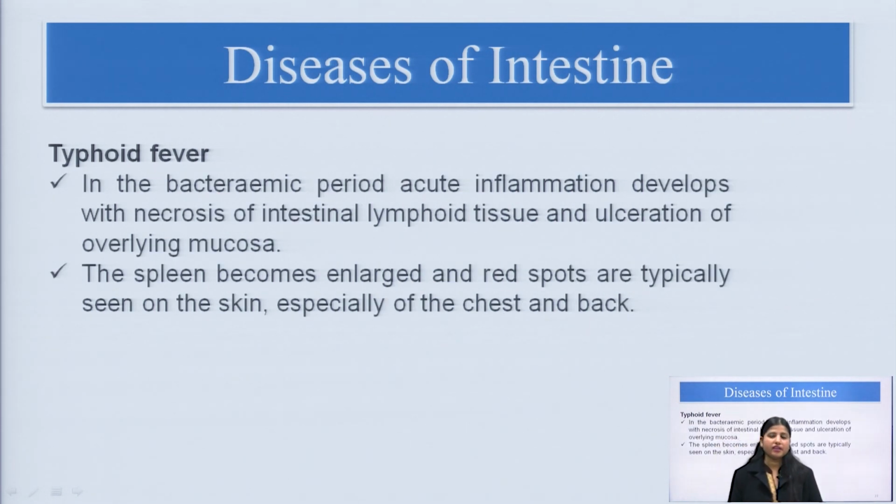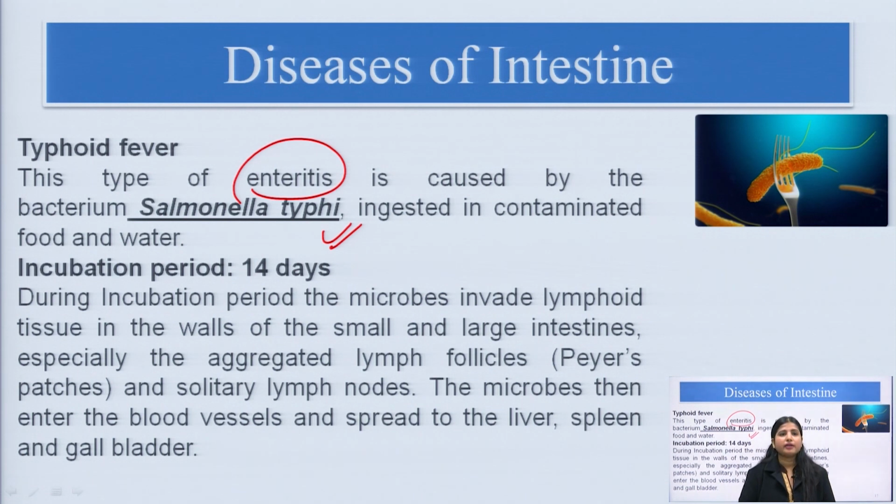Now, in the bacteremic period, at that particular period the bacteria are present in the blood. Yes. When the bacteria are present in the blood, they will cause acute inflammation, and then they can cause necrosis in the intestinal area. That is why we are using one term, enteritis.